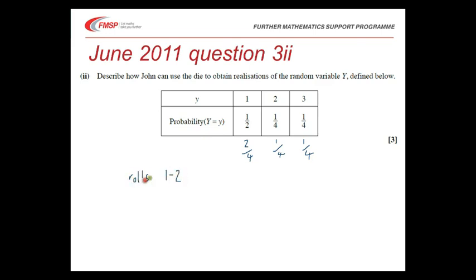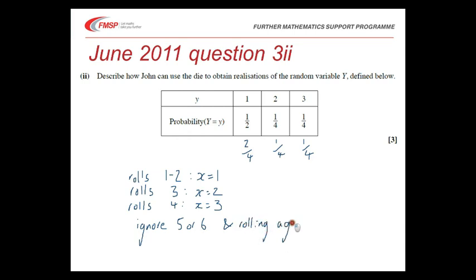So we'll say if John rolls 1 or 2, we'd associate that with x is 1. If he rolls 3, we'll associate that with x is 2. And if he rolls a 4, associate that with x is 3. We want to make it really nice and clear here for the examiner that we are ignoring 5 or 6 and rolling again. And there we see this is going to happen 2 times, this 1 and this 1 out of the 4 possibles when we ignore these, and we do get these probabilities.